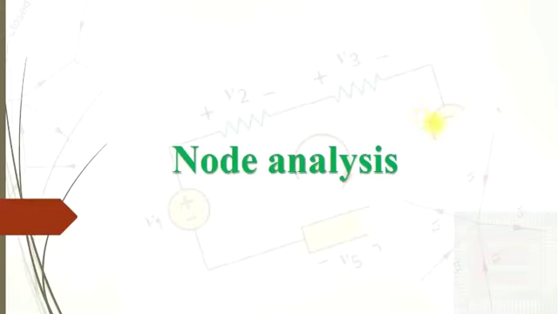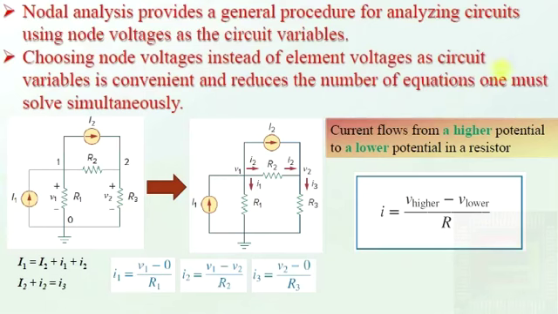In this class, the node analysis method of solving a network is discussed. In the node analysis method, the circuit is solved by evaluating the unknown node voltages. Once the unknown node voltages are evaluated, the current through any element and the voltage across any element can be calculated. For example, if you consider this network here, the procedure involved in the nodal analysis of the circuit is as follows.